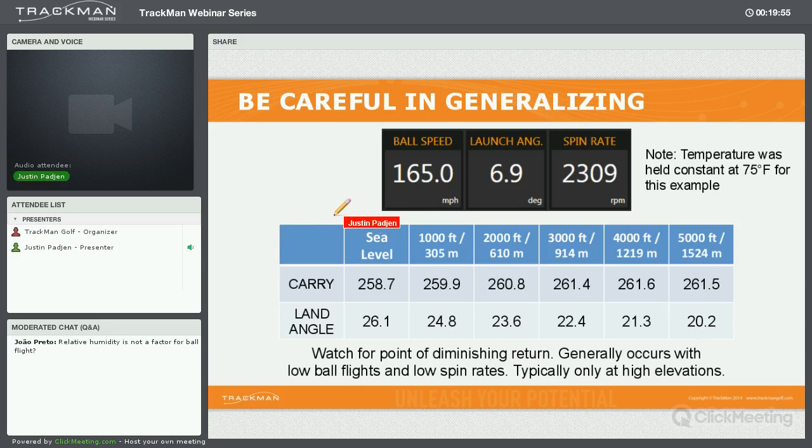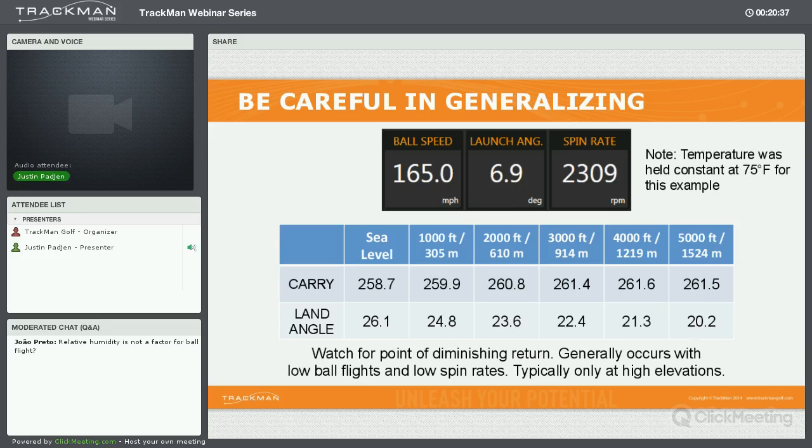So if we look at this particular case here, we've got a ball speed of 165, which is pretty high. You're talking tour average ball speed, a really low launch angle, and a pretty low spin rate as well. And so if I start changing the altitude, sea level, 1,000, 2,000 on up, we're really not getting that much of an increase in carry distance. And then all of a sudden, at 4,000 feet, we hit 261.6, but we keep going up in elevation, and then the distance actually starts to drop.